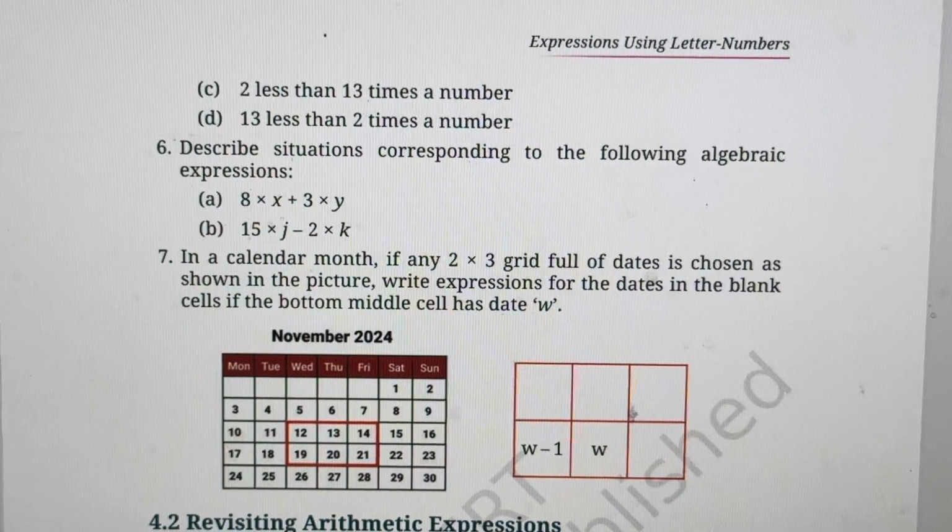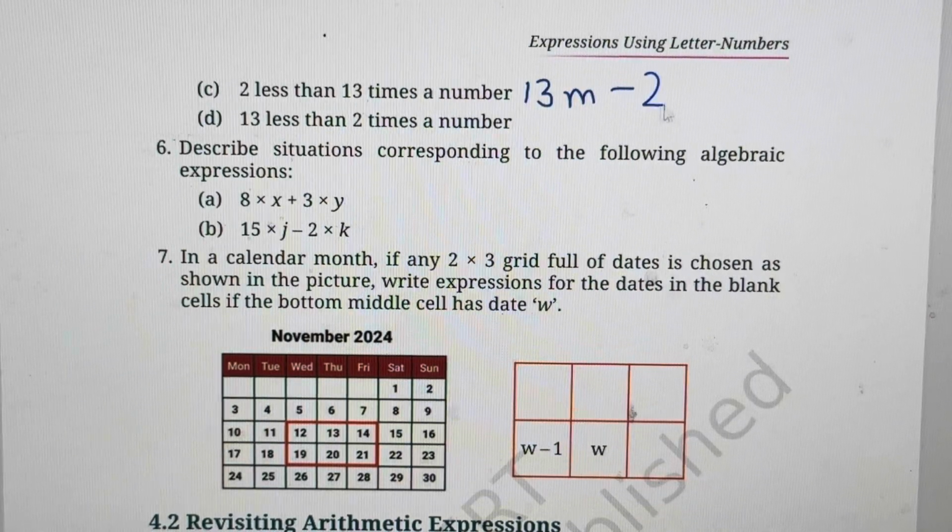2 less than 13 times a number. Now 13 times a number means times, multiplication. Suppose we take the number as m, so 13 times means 13m, and 2 less than that, so minus 2. Now in question D it is given as 13 less than 2 times a number. So here the number is 2 times. Suppose we take the number as n, so 2n and 13 less than that, so this will be the expression.